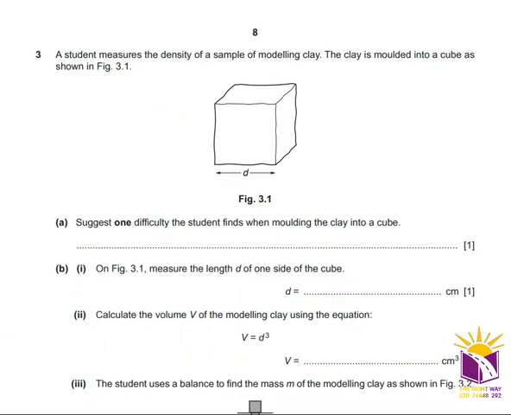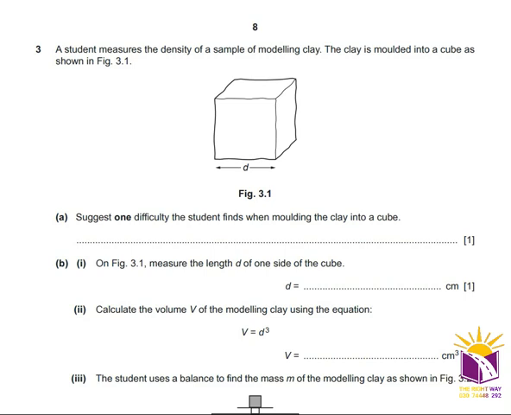Question number 3. A student measures the density of a sample of modeling clay. The clay is molded into a cube as shown in figure 3.1. Suggest one difficulty the student finds when molding the clay into a cube. It is difficult to mold the clay and make all sides equal and straight.